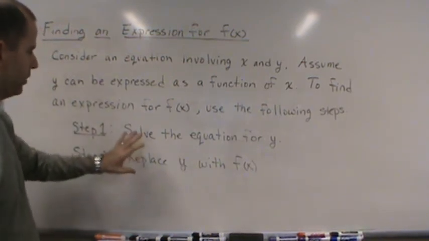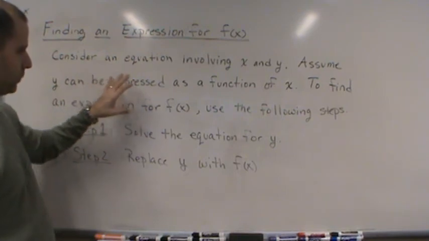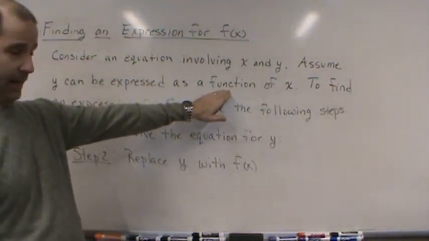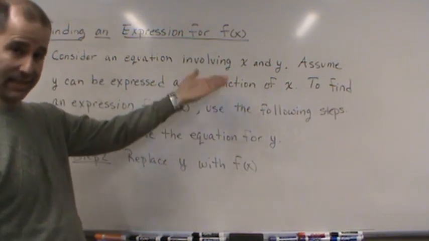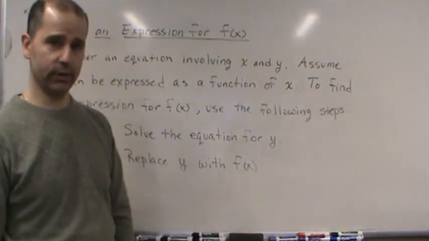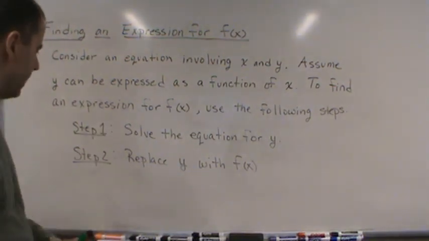Again, we're assuming that the expression can be expressed as a function of x, so it is a function. We're assuming that this is a function, and it involves two variables, x and y. And that's it. That's how you do it.